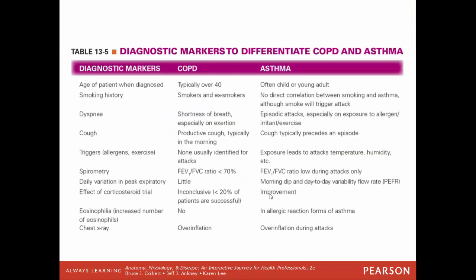Here's a side-by-side comparison on how to differentiate between COPD and asthma. You have some common diagnostic markers. Then you have COPD characteristics here, asthma over here, such as the age of the patient when diagnosed. For COPD, it's typically over the age of 40, but for asthma, it often happens in young adulthood or even childhood. For coughing, for example, for people with COPD, it's a productive cough, but usually that occurs in the morning. For asthma sufferers, the cough will usually precede an asthmatic attack. So it's a good comparison of both COPD and asthma, how they are similar and how they are different.